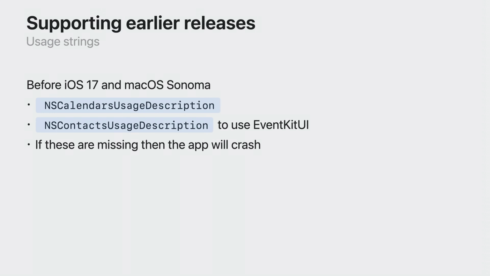Additional usage strings are required prior to iOS 17 or macOS Sonoma. Include the NSCalendar's usage description key for requesting calendar access. Apps that use EventKit UI also need to include the NSContacts usage description key, because EventKit UI will request contacts access for the app. If an app is missing these strings when requesting access, then it will crash.